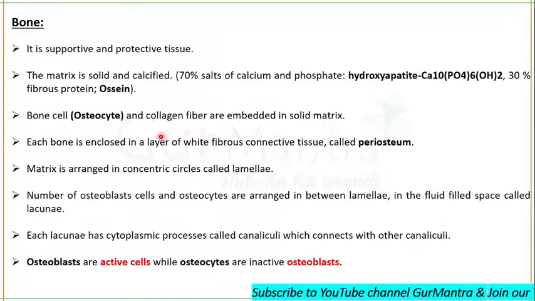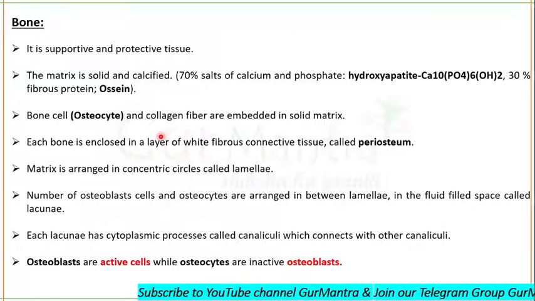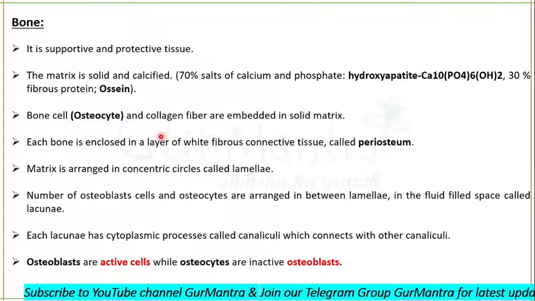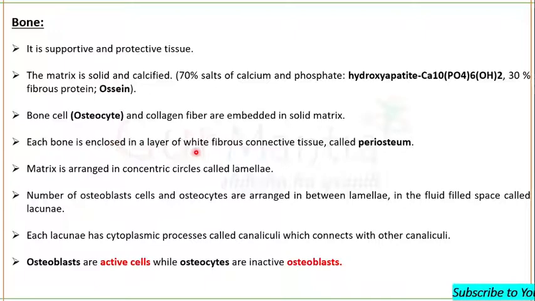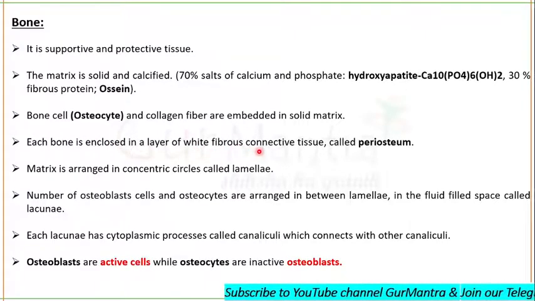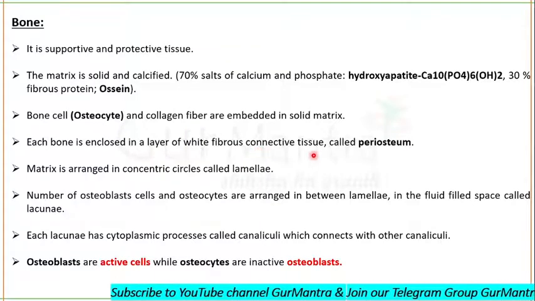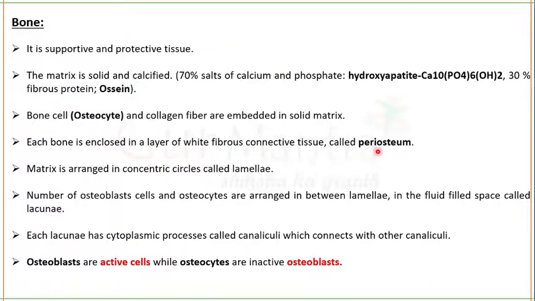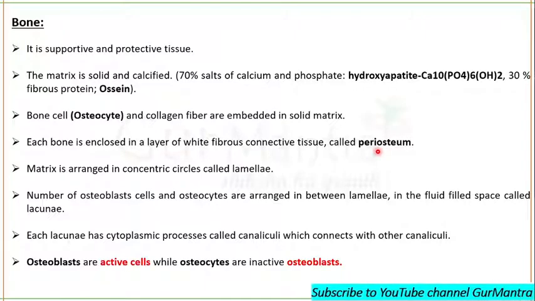Periosteum? The tissue that surrounds the bone. Exactly, dense irregular connective tissue that surrounds the bone. So each bone is enclosed in a layer of white fibrous connective tissue, which is exactly the dense irregular tissue called periosteum. And hyaline cartilage is surrounded by perichondrium.